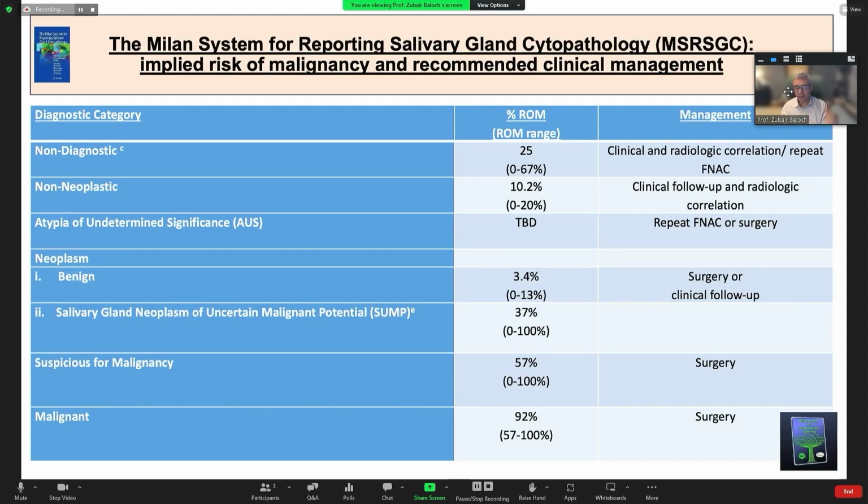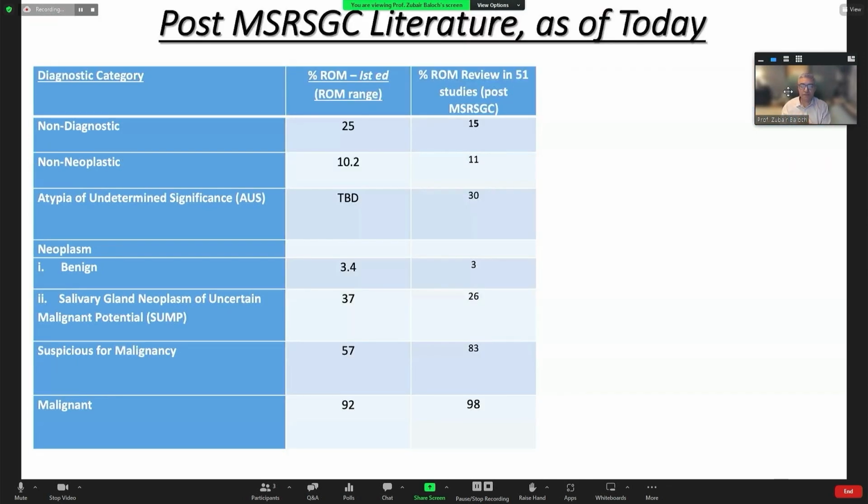Then the neoplasm category, in which the most common will be the benign neoplasms that we see, which make up a huge chunk of these diagnoses. And then salivary gland neoplasm of uncertain malignant potential. That means it is maybe a benign neoplasm or maybe a low-grade malignancy. But those malignancies tend to be more low risk, and those are the tumors which overlap a lot with the benign tumors.